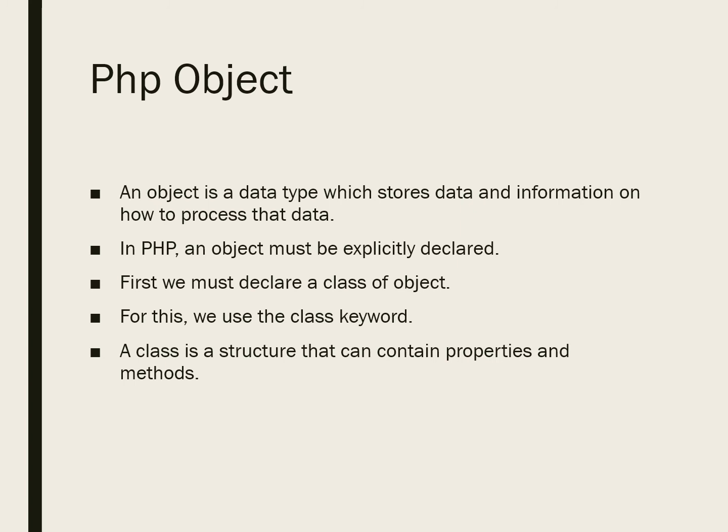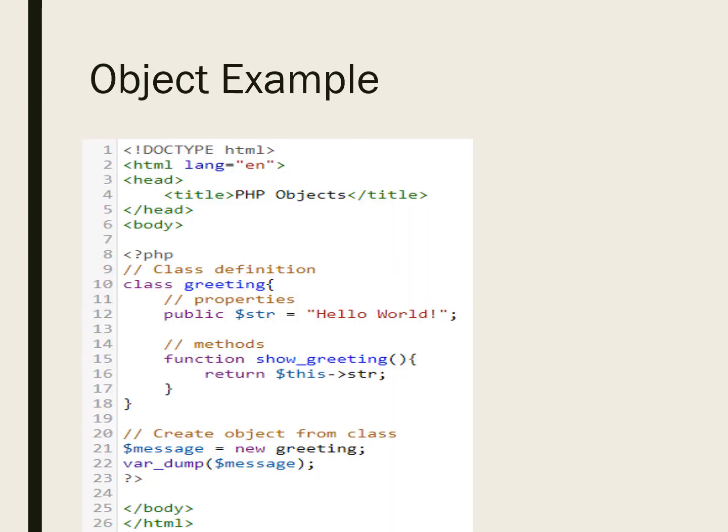A class is a structure that contains properties and methods of that particular object, and it will inherit its properties and methods from its parent class, and it will be passed on to the child class onwards. In the object example case, we can say that there is a listed example of PHP objects.